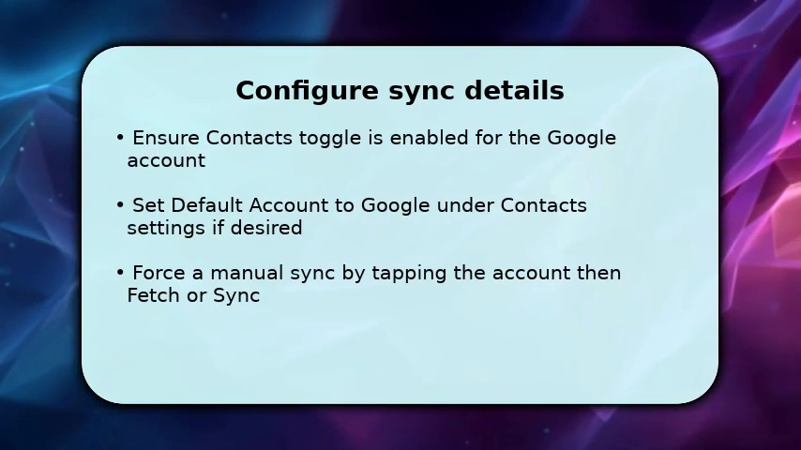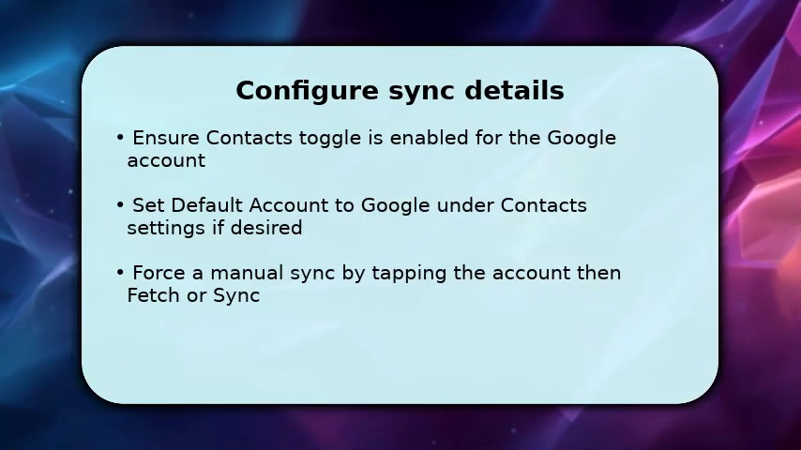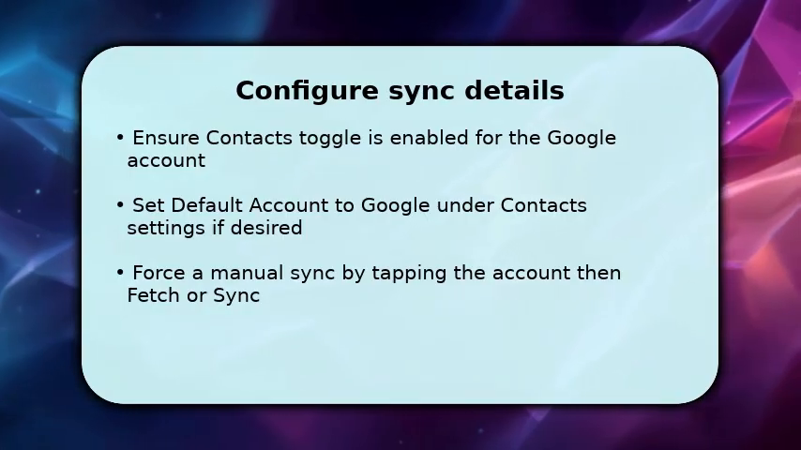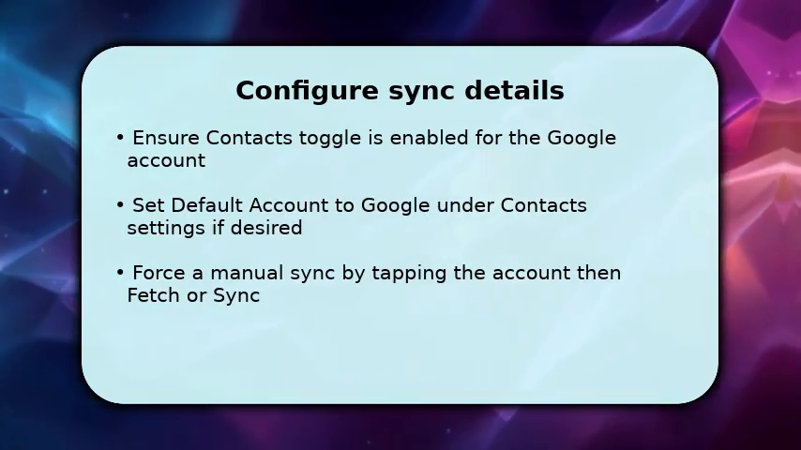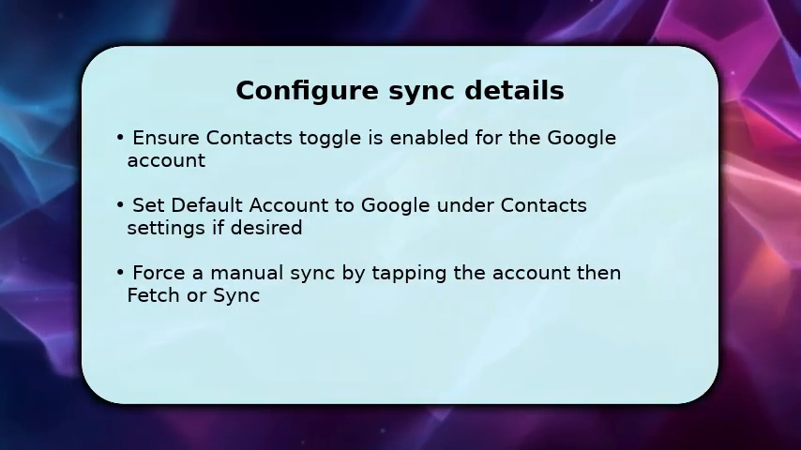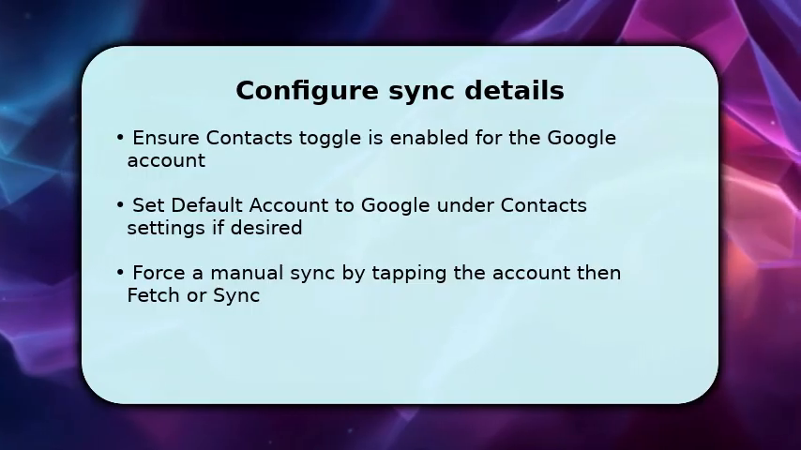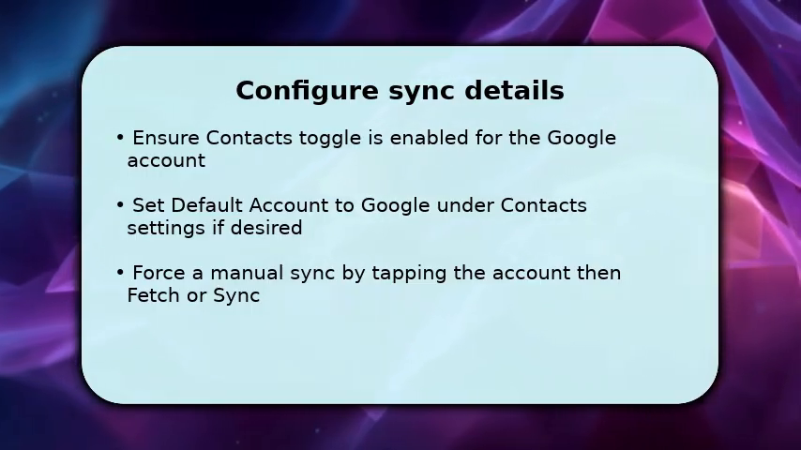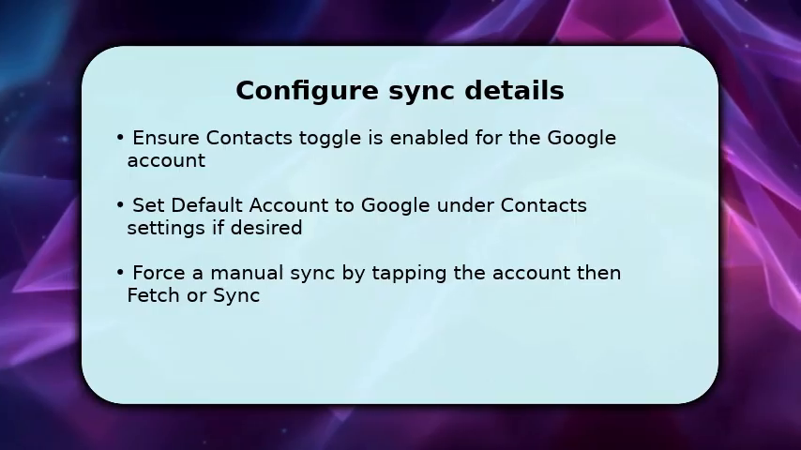Once your Google account is added, you must configure exactly what syncs and how. Tap the Google account entry in Settings Contacts Accounts and confirm Contacts is enabled. This tells iOS to import entries. Next, go to Contact Settings and optionally set Default Account to Google so new contacts save there.